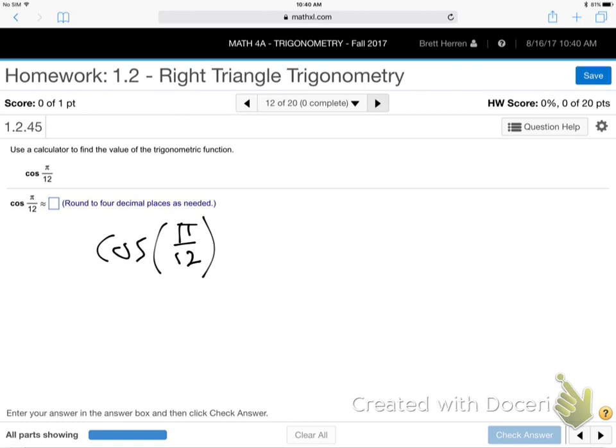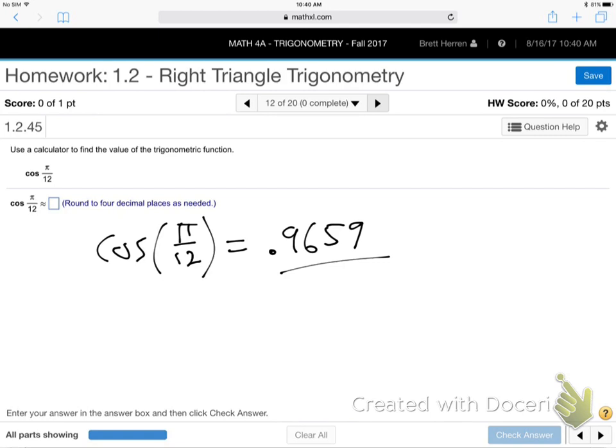Go to radian mode, and then cosine. You need to use the pi button because you have to be accurate. So cosine pi over 12. I'm getting 0.9659. Y'all getting that? Did it accept that answer? It did, even though it gave the box thing, even though they said radian mode. That's so funny.